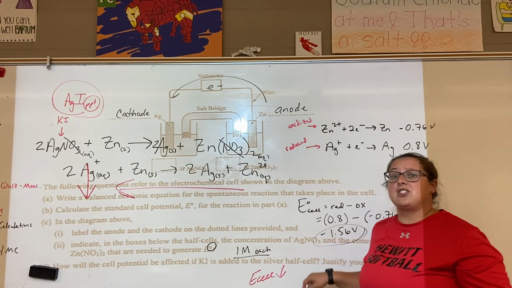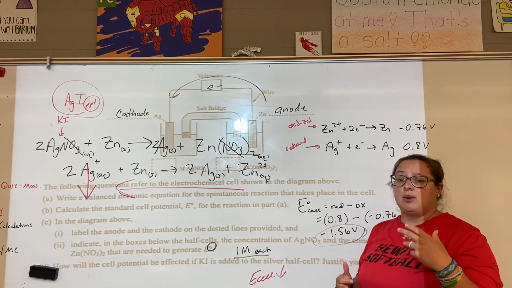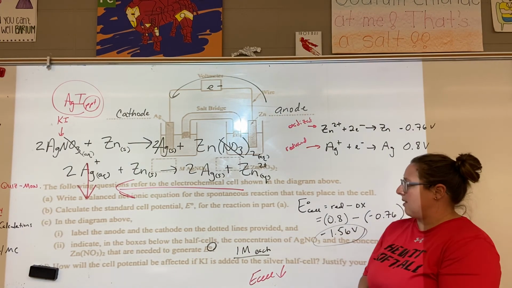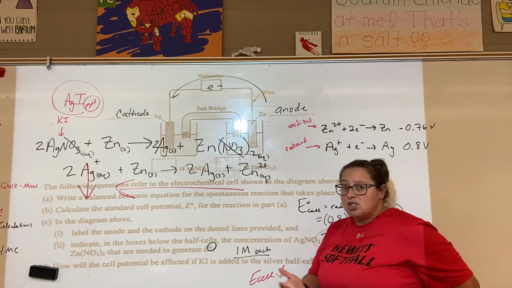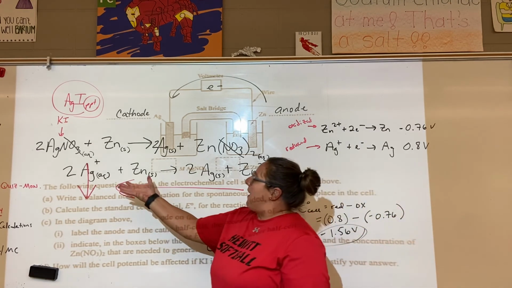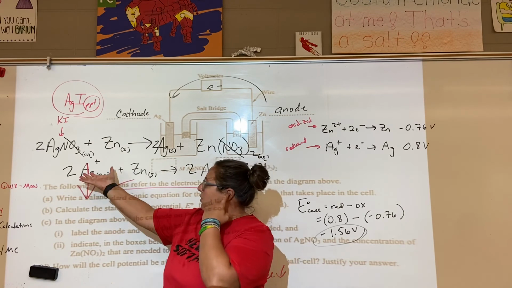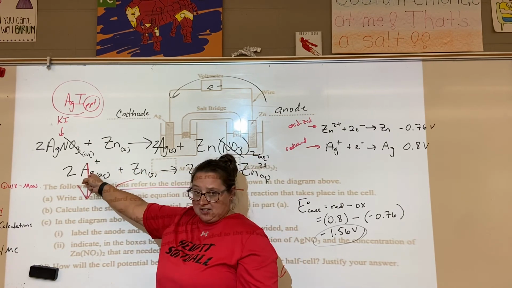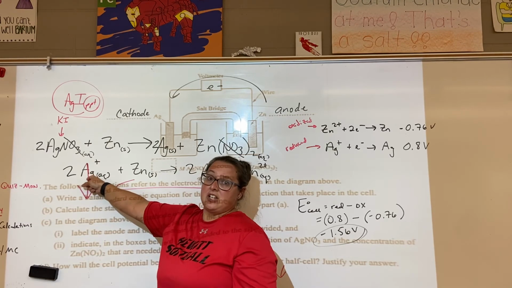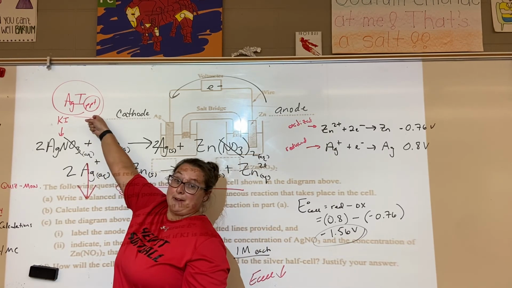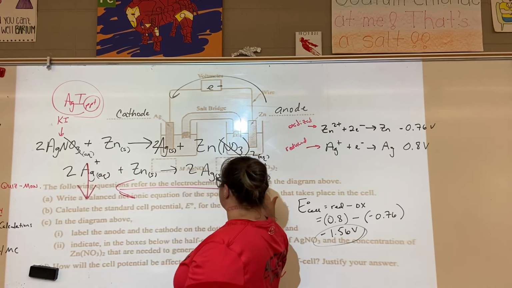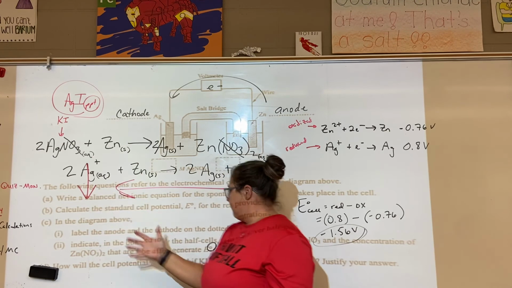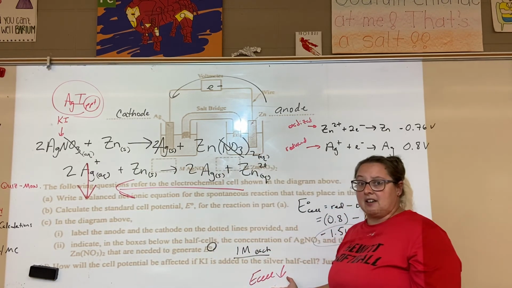Now remember how we justify these, refer to the practice problems, the key that I had. We want to say something along the lines of, according to Le Chatelier, if I add a stress to the reaction by decreasing your Ag+, and remember, the reason why we're decreasing that is because of precipitates being formed, then that will cause my reaction to shift to favor my reactants, therefore decreasing my E cell value.